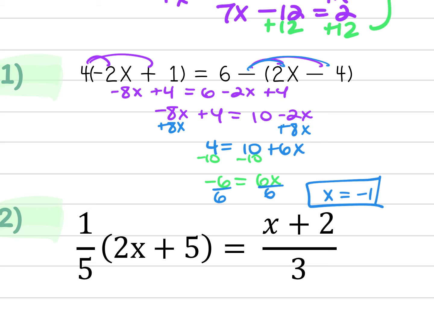And then I added the 8x. You could either add the 8x or the 2x. It doesn't matter. And then I get 4 equals 10 plus 6x. Subtract the 10. Negative 6 equals 6x. Divide by 6. And I get x equals negative 1. Still doing good? Yeah. Okay.